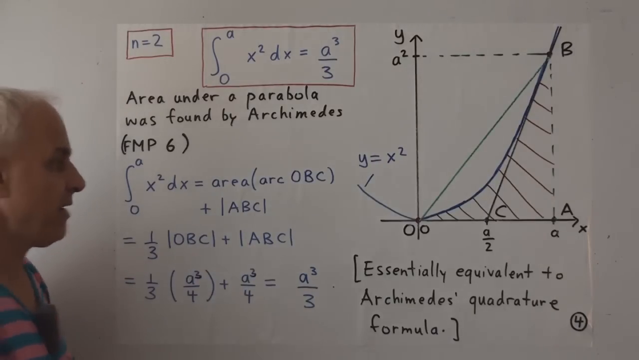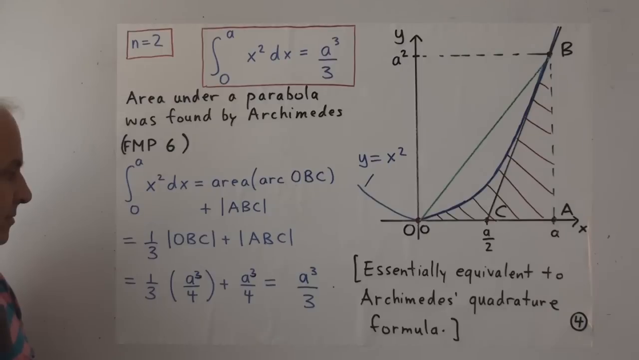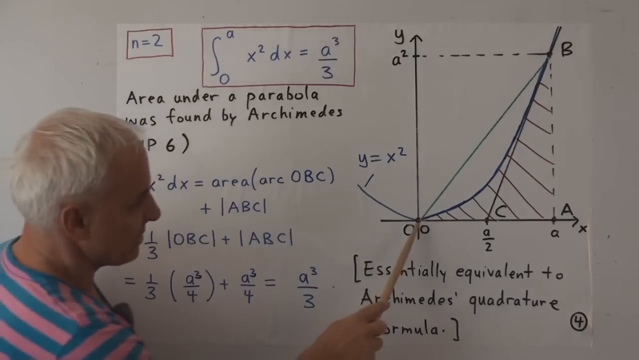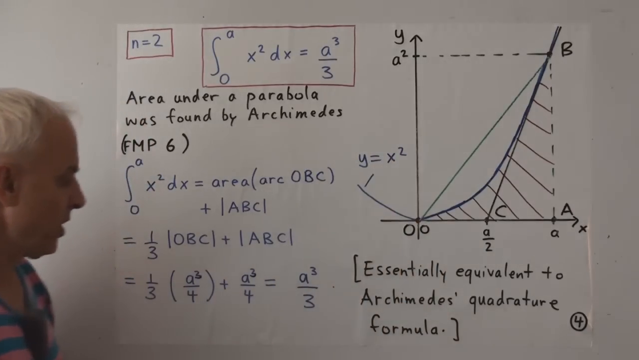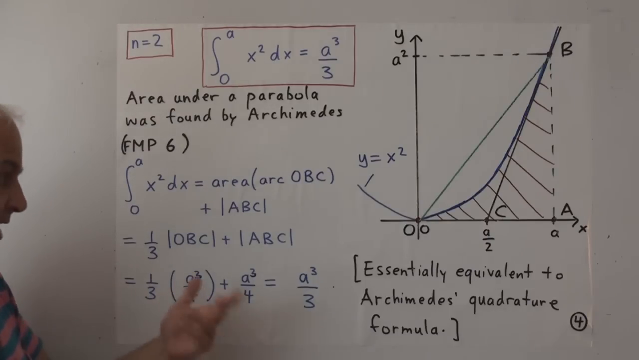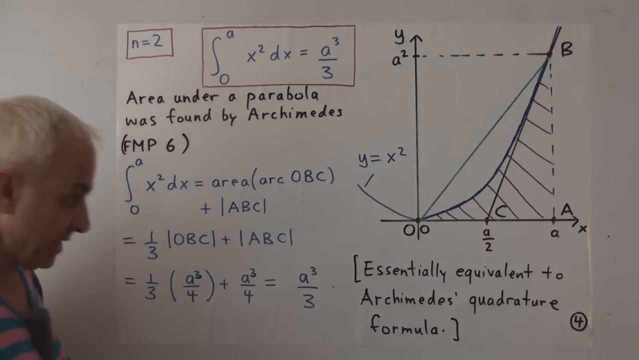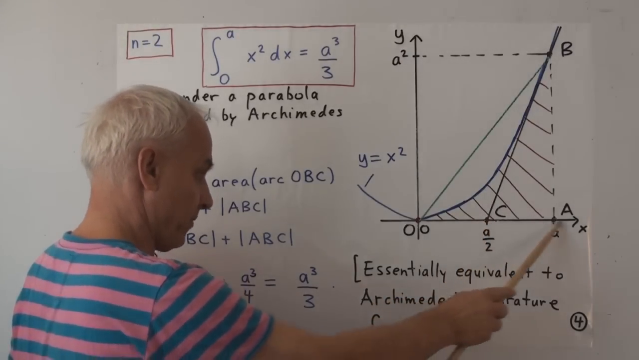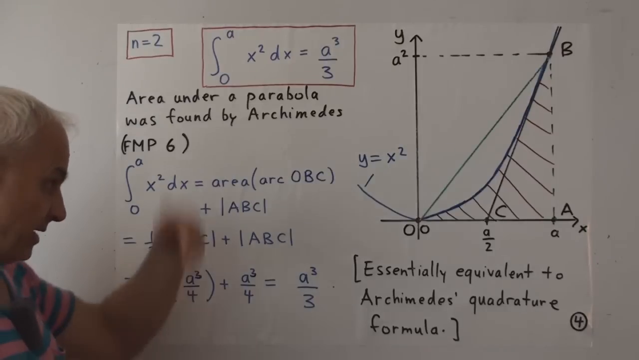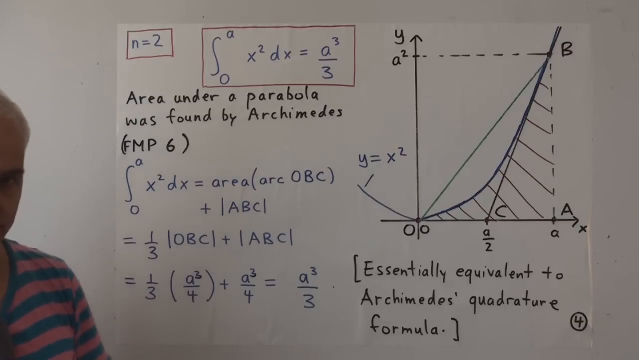So to that we have to then add the area of ABC to get the entire area. Okay, what is the area of OBC? Well, it's a triangle with base a over 2 and height a squared. So its area will be a cubed over 4, 1/2 base times height. And that we have to divide by 3. And then we have to add to that the area of triangle ABC, which is also a cubed over 4. It also has base a over 2 and height a squared. We add them up, we get a cubed over 3.